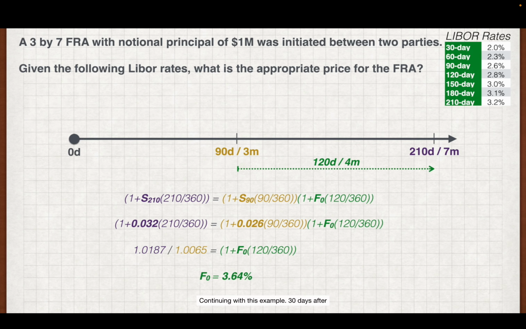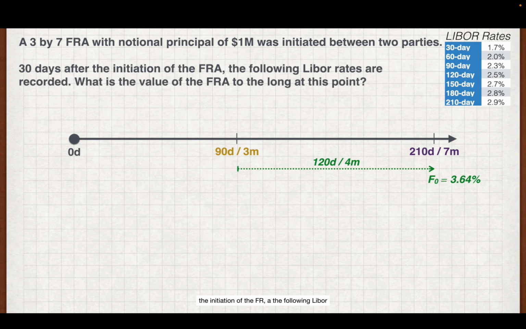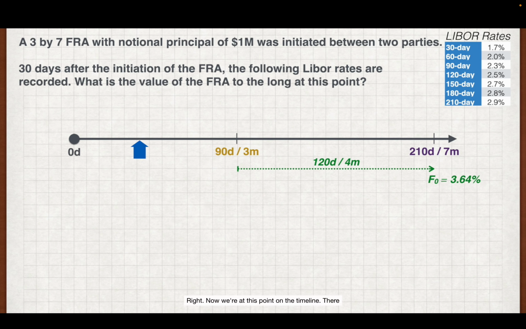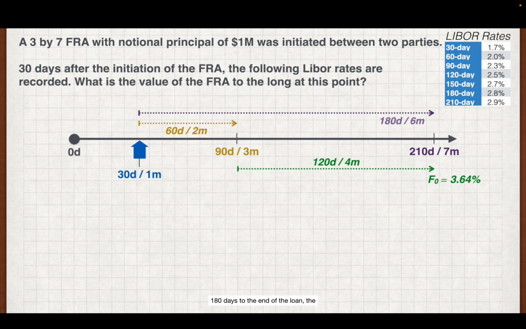Continuing with this example, 30 days after the initiation of the FRA, the following LIBOR rates are recorded. What is the value of the FRA to the long at this point? Pause the video now and work out your answer. And we're back. Right now, we're at this point on the timeline. There are 60 days to expiration of the contract and 180 days to the end of the loan. The no arbitrage relationship between the 180-day LIBOR rate, 60-day rate, and forward rate is as such.